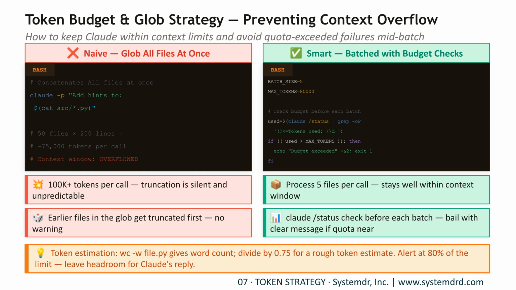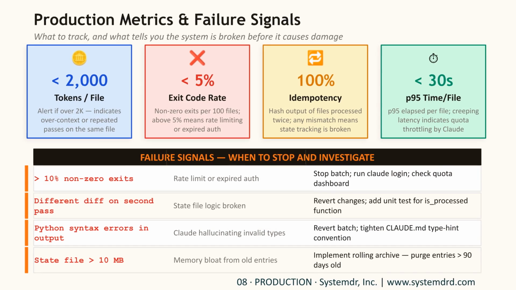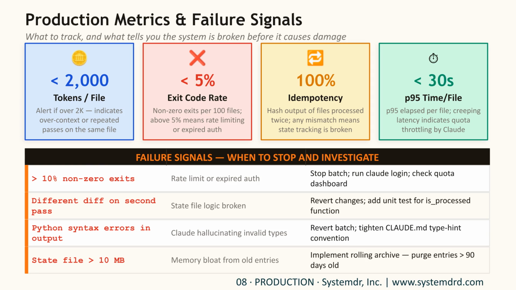Let us look at the production metrics that tell you whether this system is healthy when running in CI, what to track, and what tells you the system is broken before it causes damage. Building the system is only half the job. The other half is knowing when it is working correctly and, more importantly, knowing when it is not. 4 metrics tell you almost everything you need to know about the health of the batch processor.